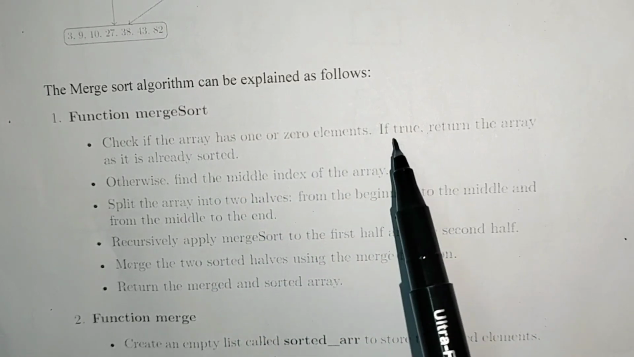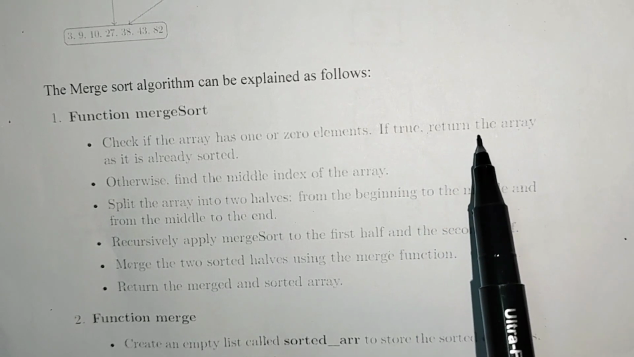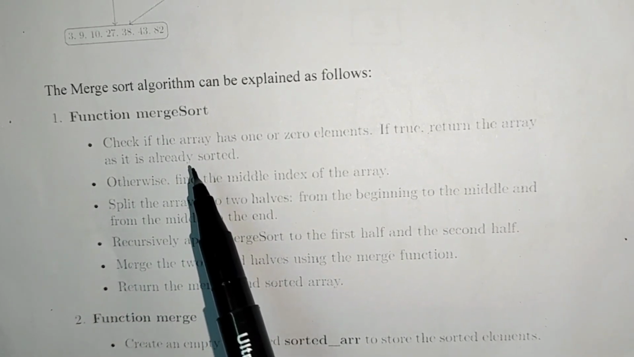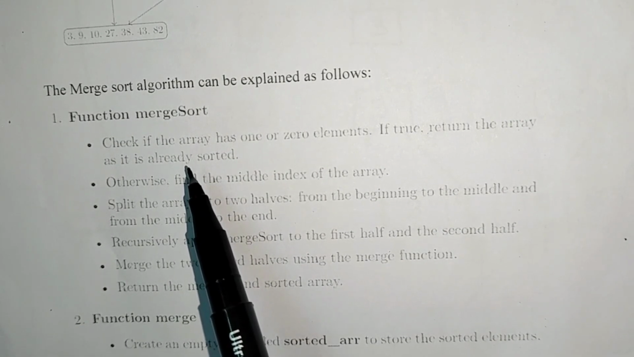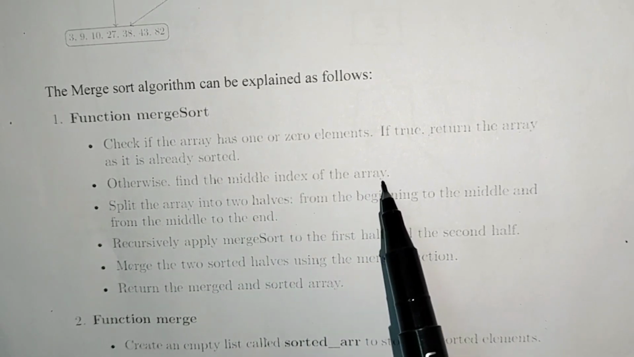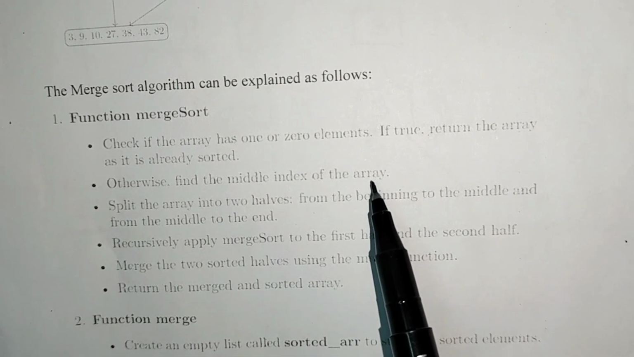If it is true, that is if the array has only 1 or 0 elements, we return the array as it is. Since it is only 1 element, we need not sort it, we can just directly return the element. Otherwise, that is if there is more than 1 element, we need to find the middle index of the array in order to divide it into equal parts.